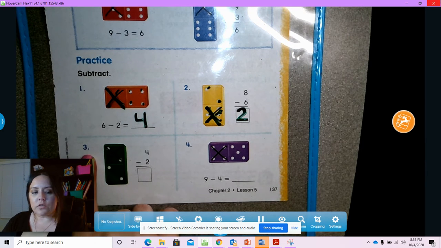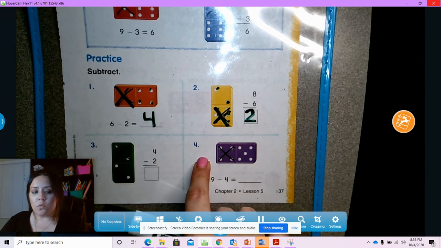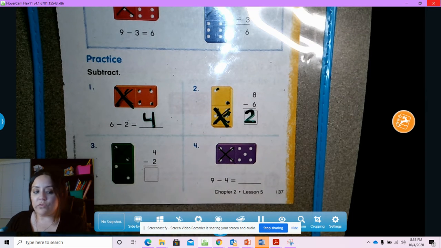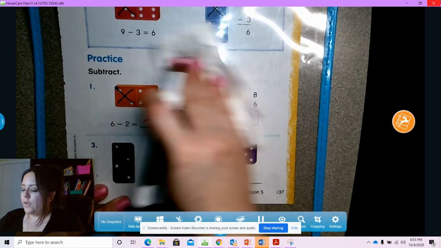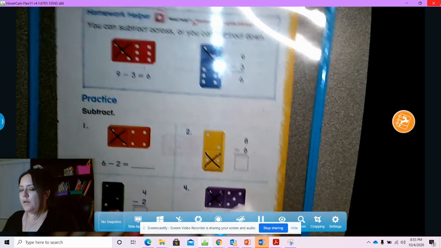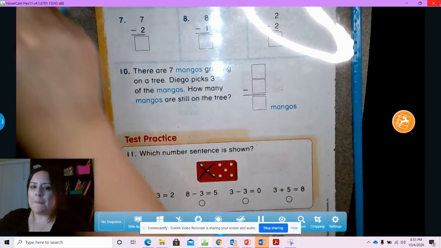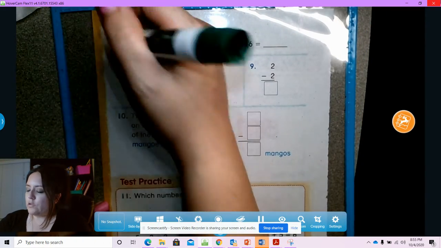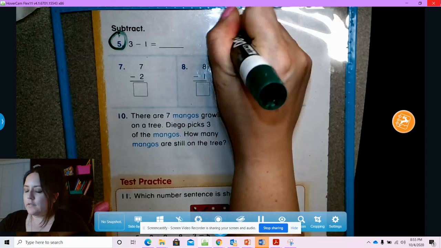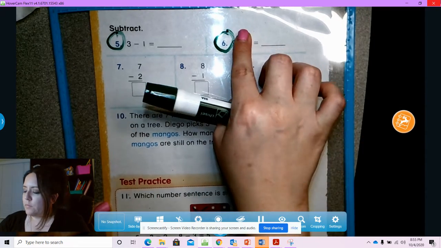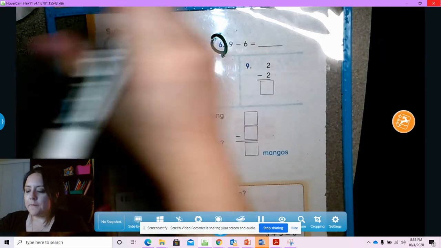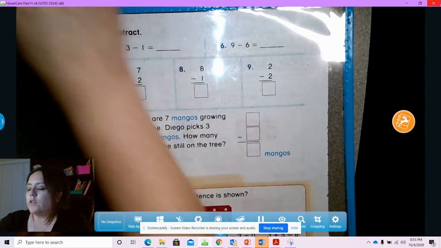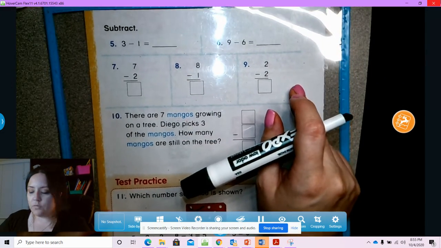Okay, now I want you to try numbers 3 and 4 on your own. So if you need to pause right now to work on those, pause, because I am going to keep going. Okay? You are also going to do 5 and 6 on your own. These are regular subtraction, so you're going to complete these on your own. Okay? Now I'm going to do some of the vertical subtraction with you.